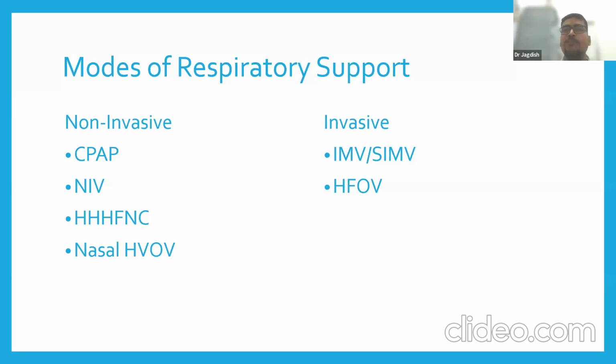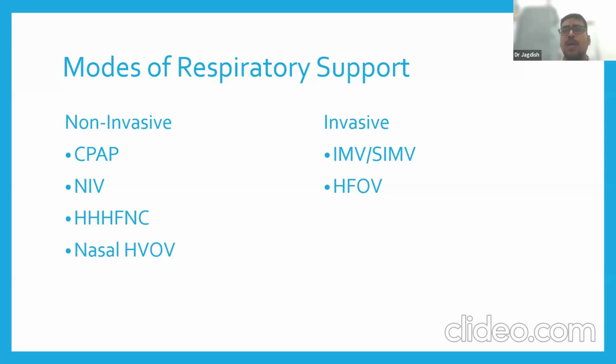So the rule of 5 previously we used to follow, that is a flow of 5, pressure of 5 and FiO2 of 50%. But now the decision how much we need to start depends upon the retraction. You can start with 5, look at the retraction, then you titrate. The retraction should be minimal, and so you can titrate 5 to 6 to 7 to 8 depending upon the retraction. Similarly, FiO2 you can titrate depending upon your targeted saturation, that is from 90 to 94%.